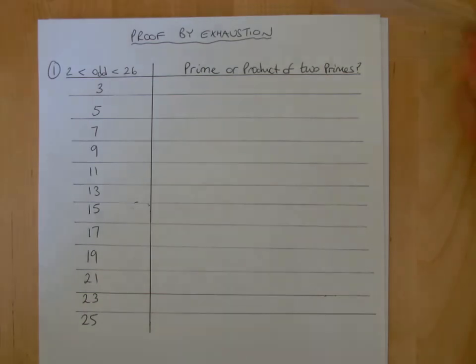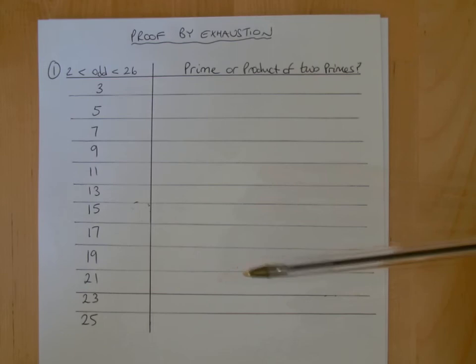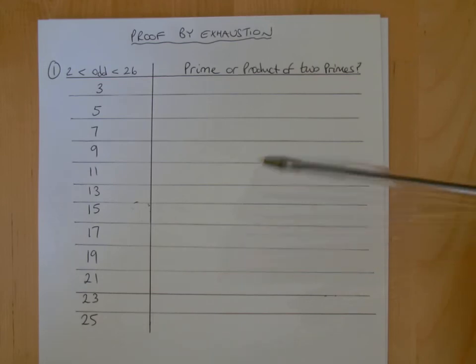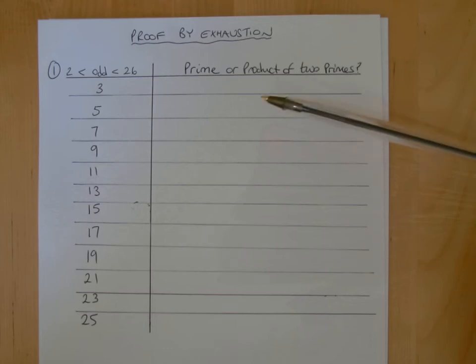Proof by exhaustion. It's not so much that you exhaust yourself by doing the question, but the point is that you need to exhaust all the possibilities. Okay, so in question 1 here, it says prove that every odd integer between 2 and 26 is either prime or the product of two primes.